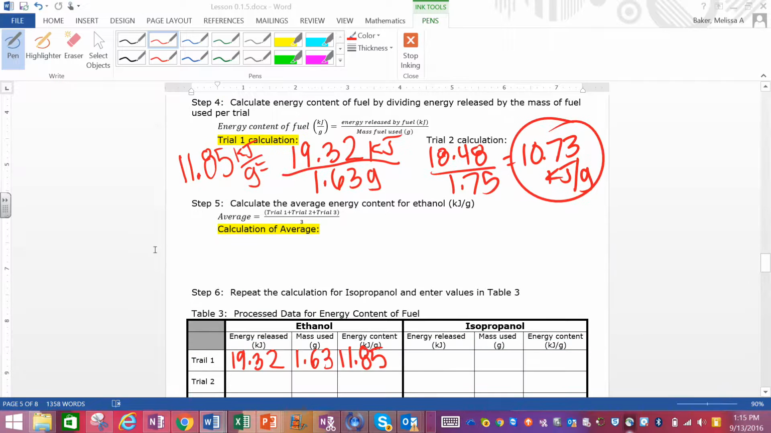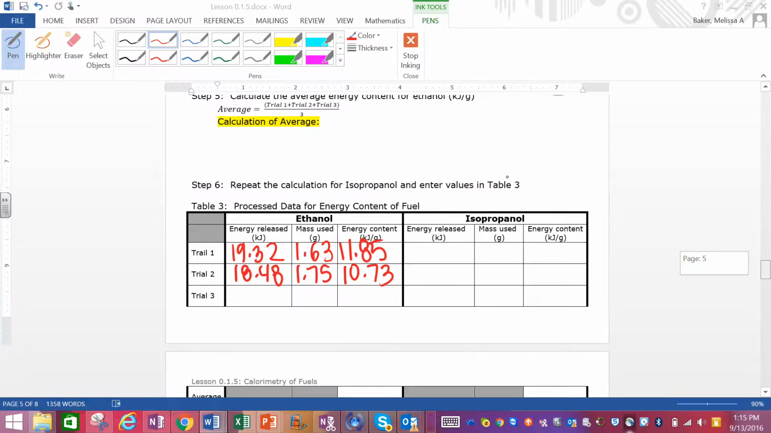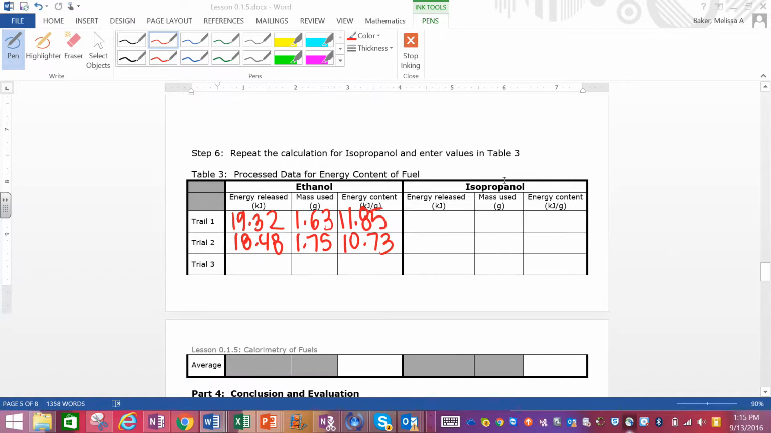So now I can record all of this in my trial 2 down here. 18.48, 1.75, 10.73 kilojoules per gram. So then I'm going to figure out my average for ethanol. So I'm going to take 11.85 plus 10.73, divide it by 2. My average is 11.29 kilojoules per gram. So now I just need to repeat this for isopropanol.